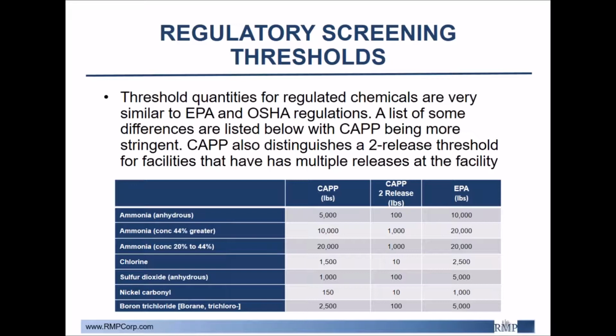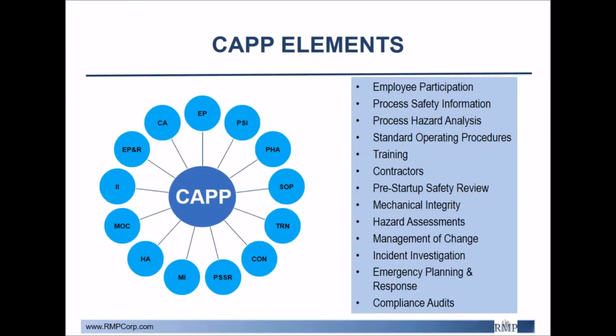If you look at that 2 release threshold, the quantity is much lower. So this is for facilities that have been shown to have issues with releases in the past. If you have multiple releases at your facility, Nevada CAPP is going to lower your threshold quantity. So you might not have been covered before, but after a release, or a couple of them, due to the lower threshold quantities, you may become regulated. Here's a quick look at all of the CAPP elements.